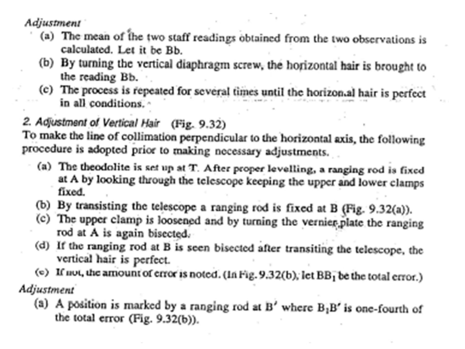The upper clamp is loosened, and by turning the vernier plate, the ranging rod at A is again bisected. If the ranging rod at B is seen bisected after transiting the telescope, the vertical hair is perfect. If not, the amount of error is noted. Let BB1 be the total error. Then the adjustment is done as given below. A position is marked by a ranging rod at B dash, where B1 dash B dash is 1/4 the total error, as shown in figure 9.32.